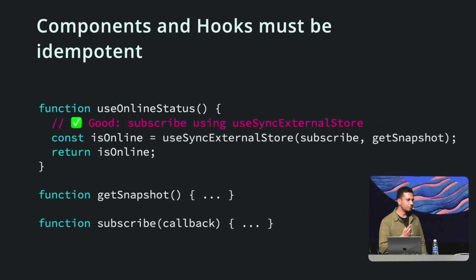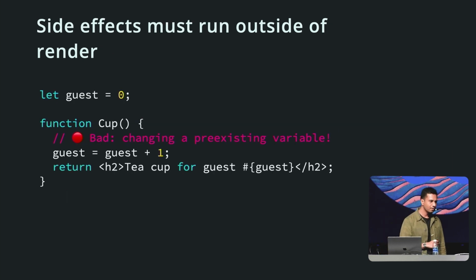Instead, you should use the useSyncExternalStore hook to let React know when the value changes, so React can re-render your component. Now, in this example, the component is reading and writing from a guest variable that was declared outside it. Similar to the previous example, calling the component multiple times will produce different JSX. And what's more, if other components read this guest variable, they will produce different JSX too, depending on when they were rendered. That's simply not predictable behavior.